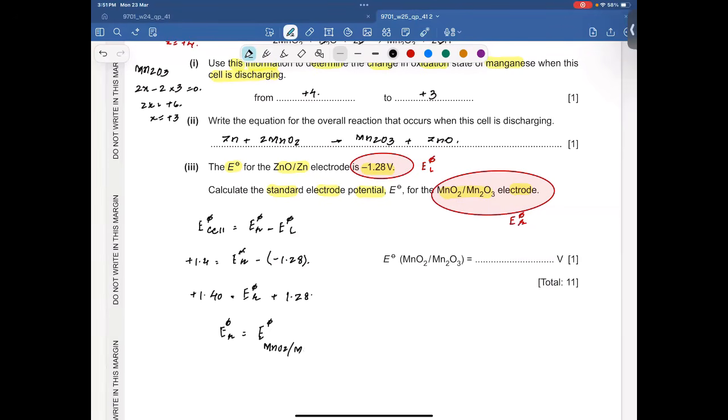MnO2 slash Mn2O3 is basically 1.40 minus 1.28. So it's going to be how much? 0.19 volt. Okay. That's the end of this question. Let's move on to the next one.